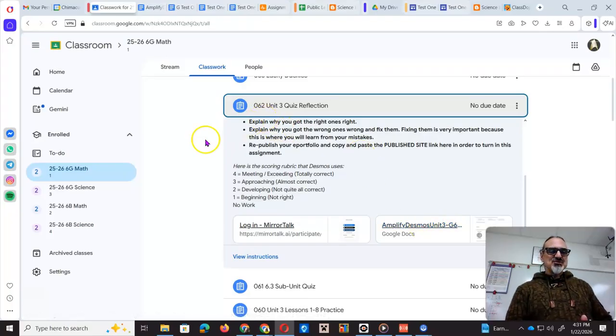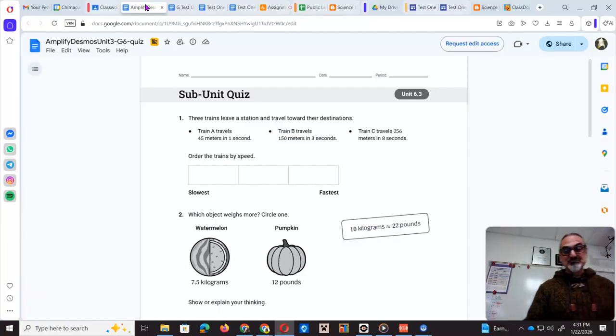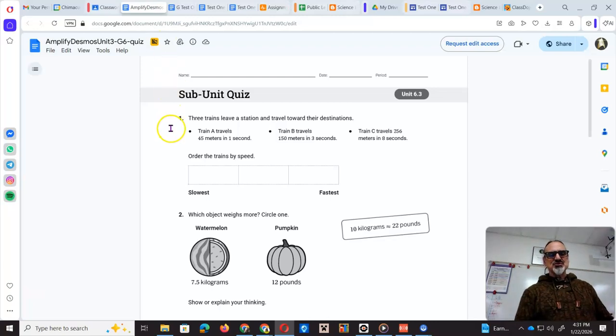On assignment 62 in the Math Google Classroom under Quiz Reflection, I put a digital copy of the quiz, because some kids, since they took it home, forgot to bring it back to school so they could finish their reflections and fix the ones they got wrong. Meaning they have to finish them at home because they left them there. So I'm going to take this first question.